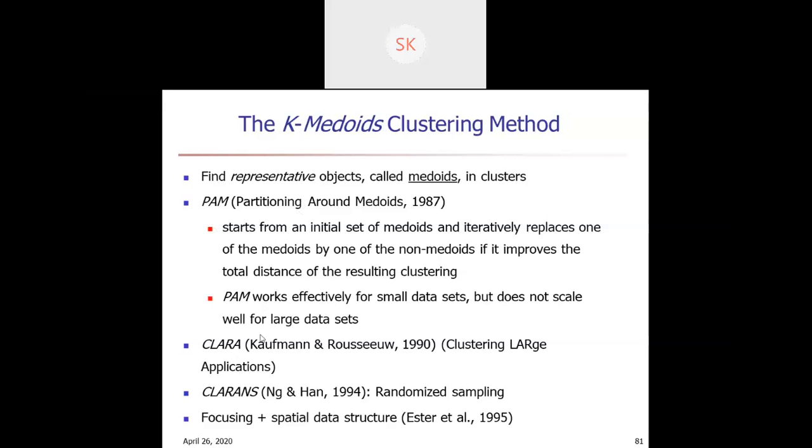Now, apart from k-means and k-medoids in partitioning methods, the third one is CLARA, by Kaufman and Rousseeuw. CLARA means Clustering Large Applications. Next is CLARANS, which uses randomized sampling. We can say it is an update to CLARA, named CLARANS by Ng and Han in 1994, adopted with randomized sampling.